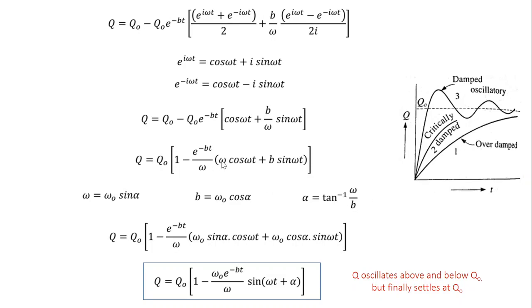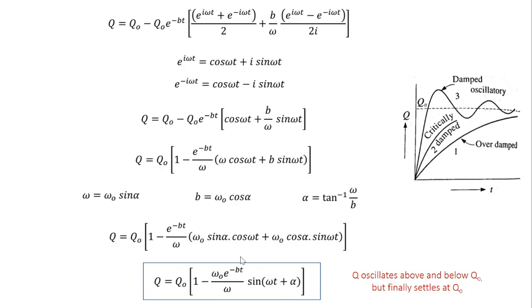Now rewrite this equation in terms of omega naught and alpha. So what do we have here? q equal to q naught into 1 minus e to the power minus bt by omega into, instead of omega I have omega naught sine alpha into cos omega t plus, instead of b I have omega naught cos alpha into sine omega t. Sine a cos b plus cos a sine b. This is sine a plus b, right? So we can write q equal to q naught into 1 minus omega naught e to the power minus bt divided by omega sine omega t plus alpha.